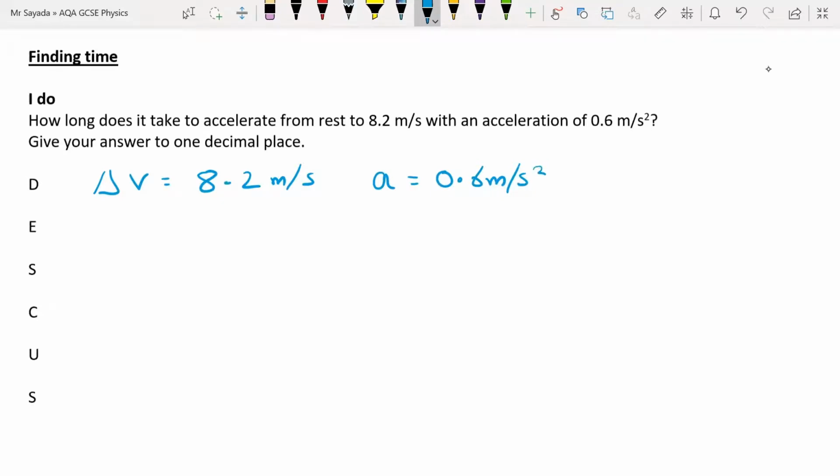Next, I have to do E, which is equation. The equation is acceleration is change in velocity over time. My change in velocity here is 8.2, and the time is 0.6. That's my substitution. I can do that on my calculator to do my calculation. So C, calculation, will be 13.6 recurring. So let's just write a few decimal places. U stands for units. So this was a time.